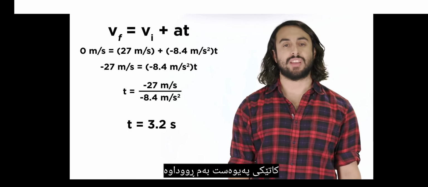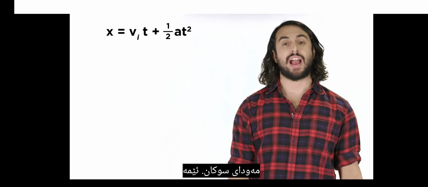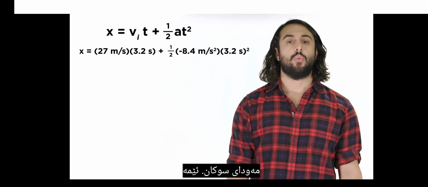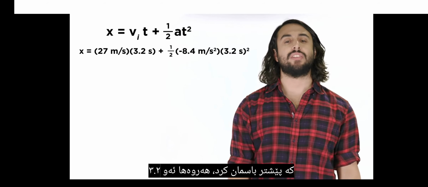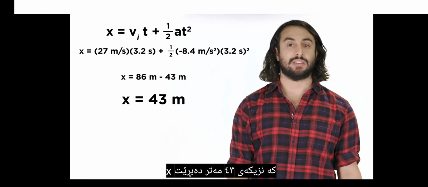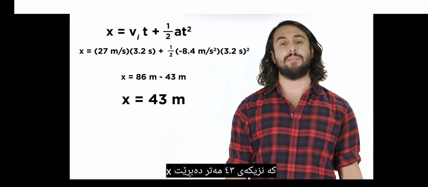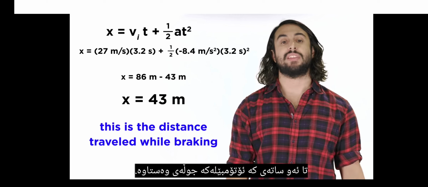Now that we know the time associated with this event, we can use this other equation to find the braking distance. We plug in the initial velocity and acceleration we mentioned before, as well as the 3.2 seconds we just calculated, and solve for x, which will be about 43 meters traveled from the moment you applied the brakes to the moment that the car stops moving.